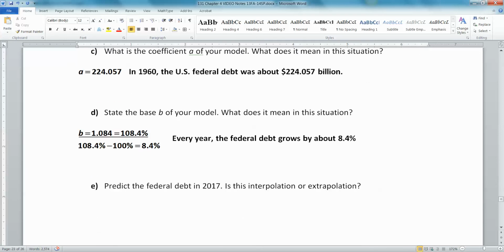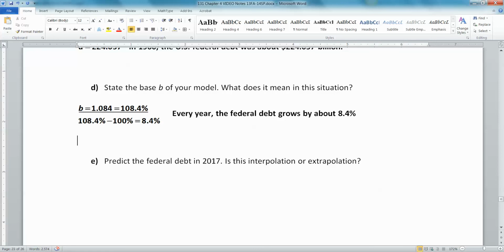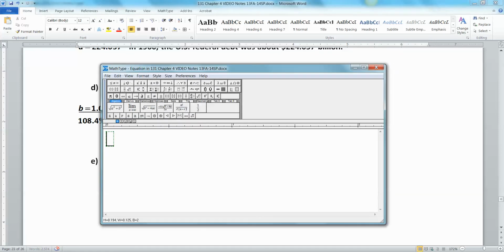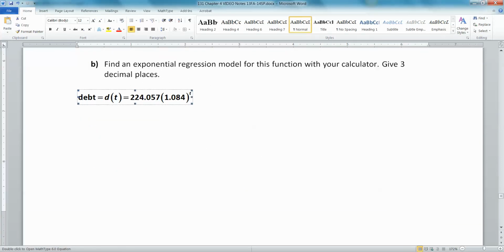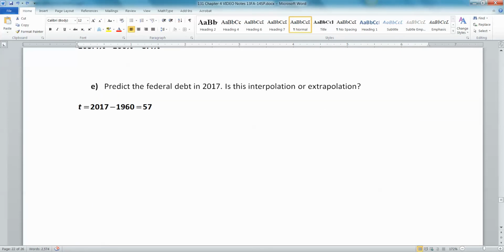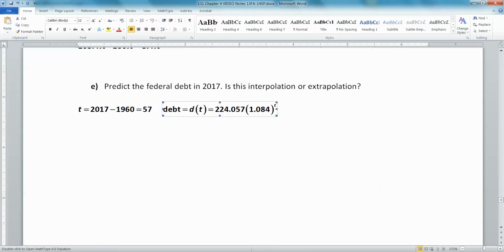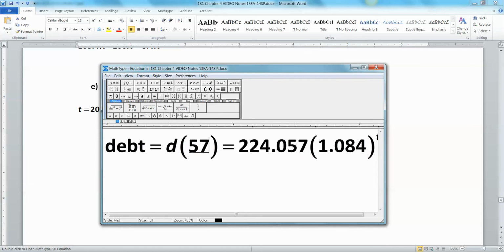All right, predict the federal debt in 2017. Is that interpolation or extrapolation? Okay, so remember that for 2017, we want to take away our starter year, 1960. And that would be, let me do it this way, 57, right? Yeah, 57. Okay, so that's our t value, right? Okay, so I'm going to take my model and I plug 57 into it. D of 57.